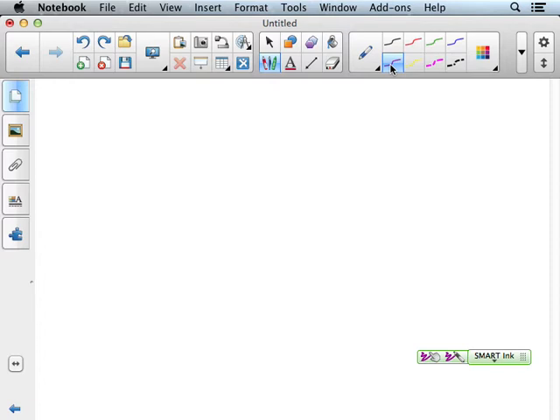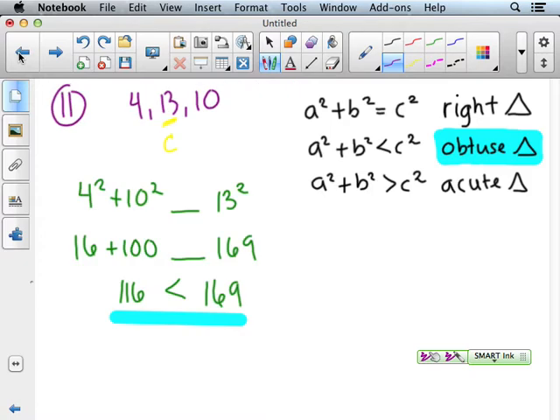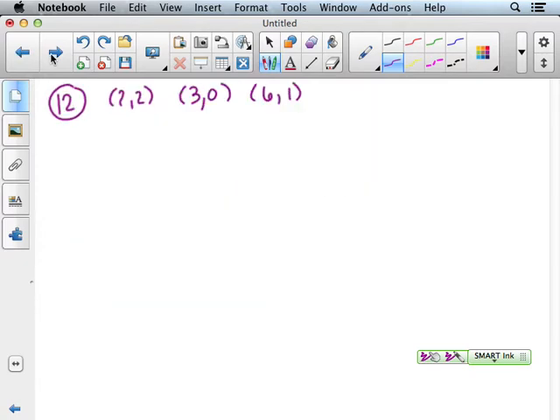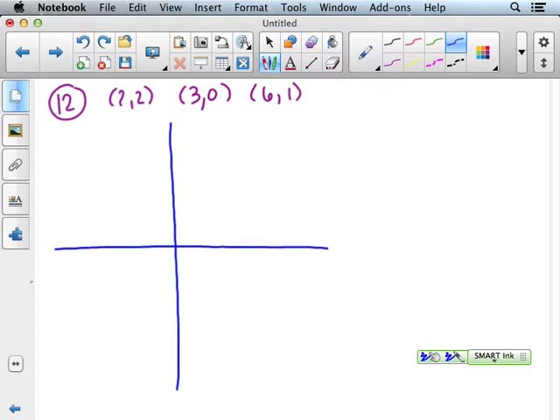The coordinates of the vertices of a triangle are 2, 2, 3, 0, and 6, 1, and it wants to know, is the triangle right, acute, or obtuse? Well, we're using the same concept that we used here. But we need to figure out the lengths of the sides of the triangle. This is kind of a lot of work, but you can do it. This is the exact same question you guys had on one of your quizzes.